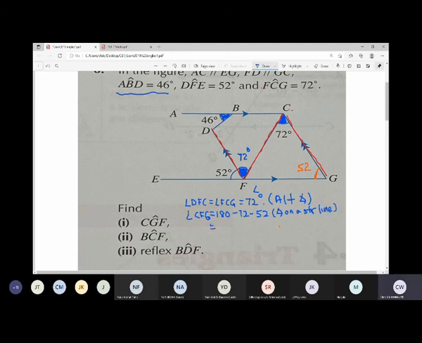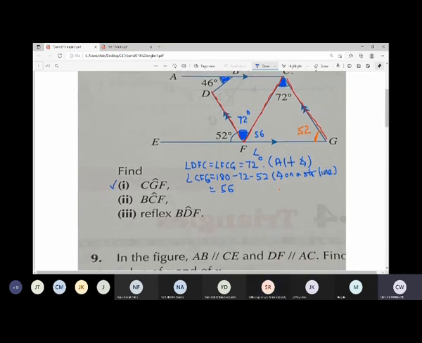Somebody give me the answer, please. Aisha, 180 minus 72 minus 52? 56 degrees. Okay, now I know that this is 56 already. So to find CGF, which is the first question, CGF equals 180 minus 72 minus 56. Why did you use 180? Oh, you learned already, this one is sum of a triangle. So it equals 52 degrees.